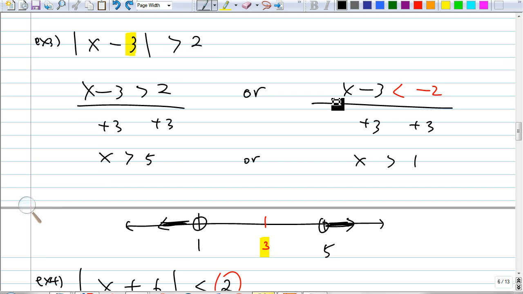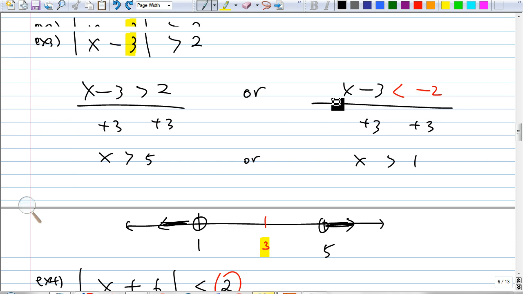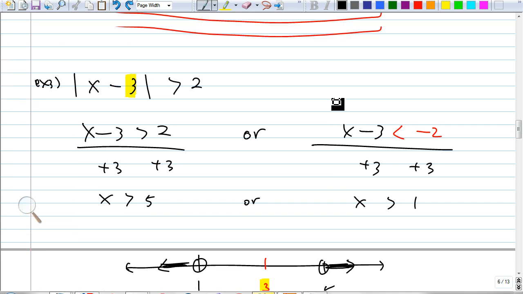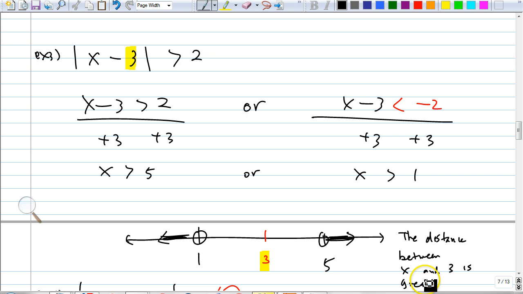So now, what if I give you this one? Everybody try this. By the way, what does it mean in terms of a sentence? Who could tell me what this would be in terms of a sentence? The distance between what? Who could tell me? Anita? Very good. It's greater than 2. Does this make sense? You get this, guys?